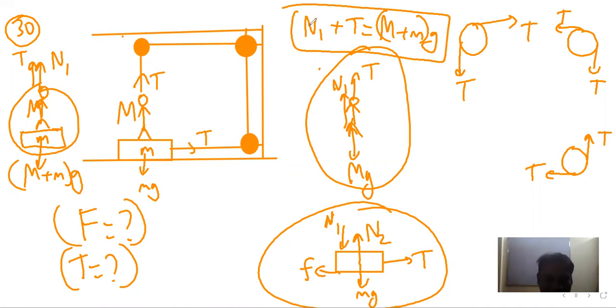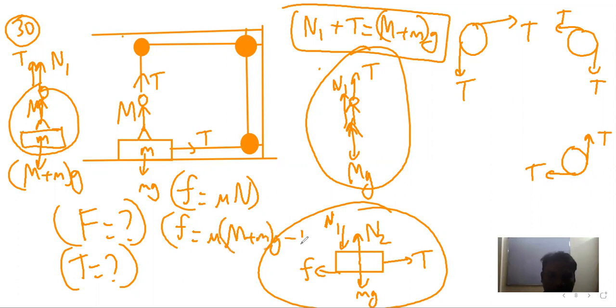Then in this case, the question says there should be no sliding on the floor. So we can say no sliding means there is no relative motion, so the maximum value of friction will act. The maximum value of friction is mu N in that case. So this is mu into M plus m into g minus T. Why? Because N1 from here comes out to be M plus m into g minus T.